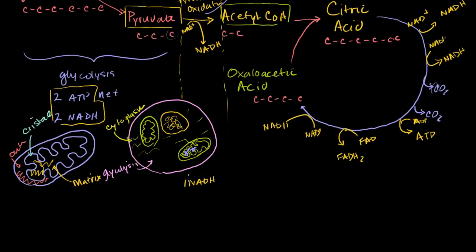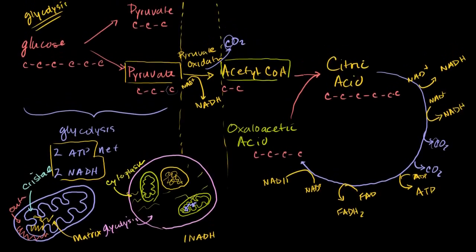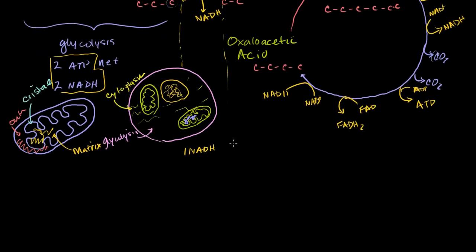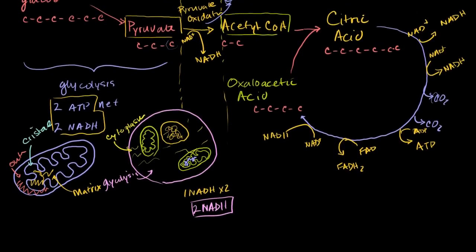But remember, if we want to say what we are producing for every glucose, this is what we produced for each of the pyruvates, right? This was 1 NADH from just this pyruvate. But glycolysis produced 2 pyruvates. So everything after this we're going to multiply by 2 for every molecule of glucose. So the pyruvate oxidation times 2 means that we got 2 NADHs right there.